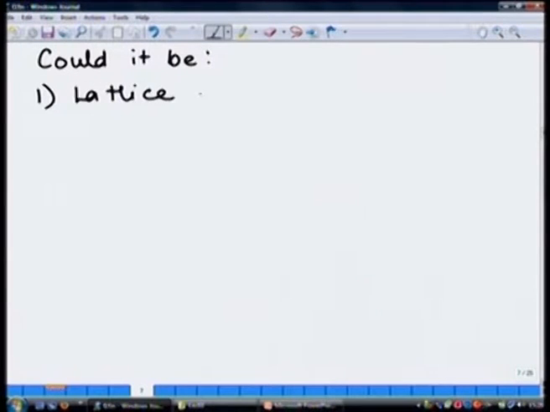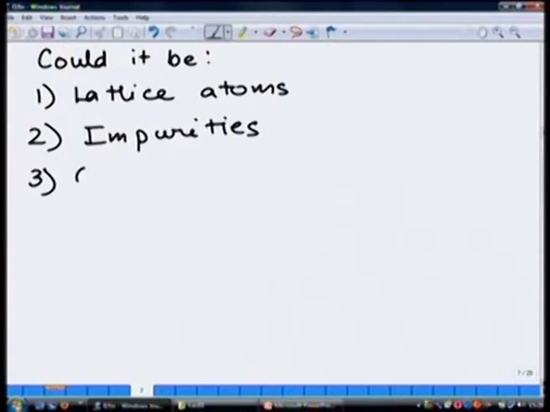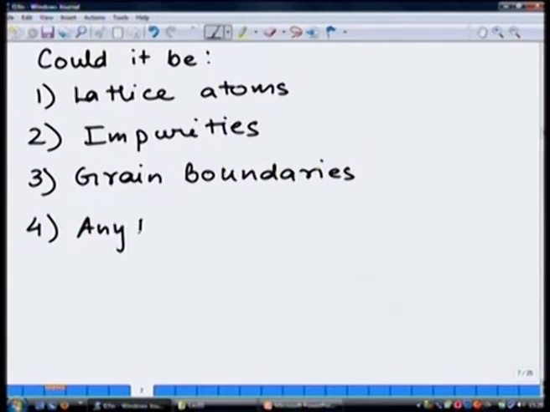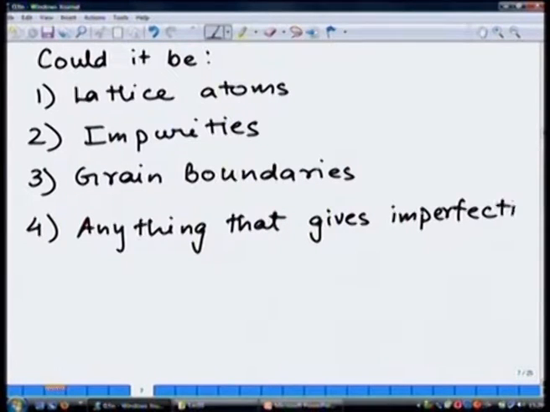let us say lattice atoms with which electrons collide, or impurities, or grain boundaries, or anything that gives imperfection in a lattice.